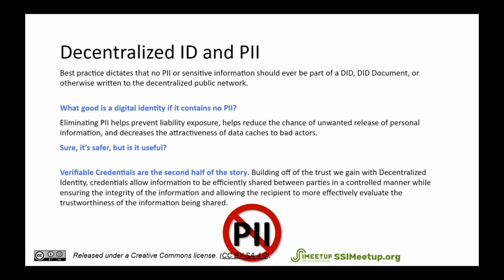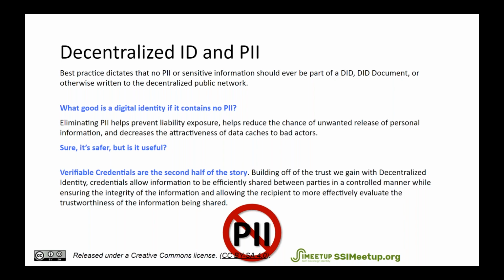So PII is obviously a hot topic right now, and it's super important when we talk about decentralized IDs. Best practice dictates that we don't have PII out on any sort of public network. We don't share it, and there's a lot of good reason for that, right? It limits exposure to PII. It reduces the chance of unwanted release of personal information, and frankly, it decreases the attractiveness of stores of data for bad actors to manipulate. And so we remove this data.